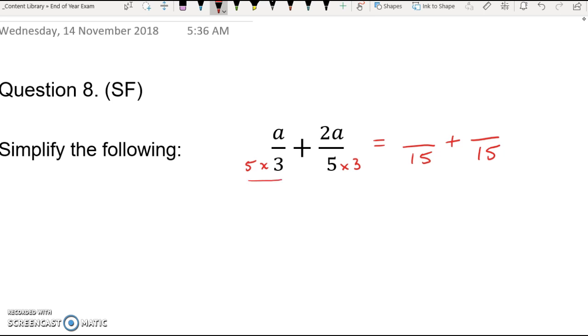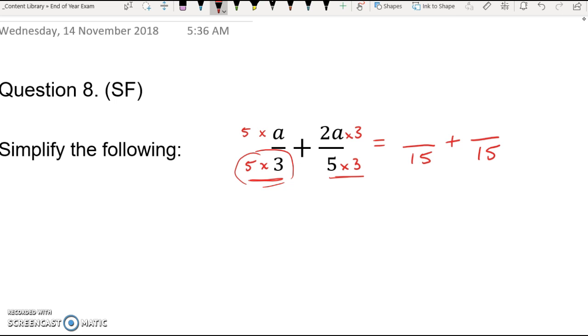Now, what you need to remember though, one of our rules with fractions is whatever you do to the bottom, or to the denominator, you also need to do to the top, to the numerator. So if we've multiplied this bottom one by 5, we've also got to multiply the top by 5. And likewise over in this one, we also need to multiply this one by 3. So let's just see what we've got.